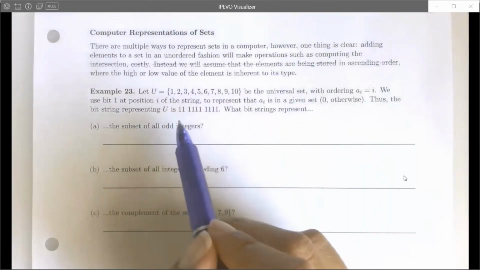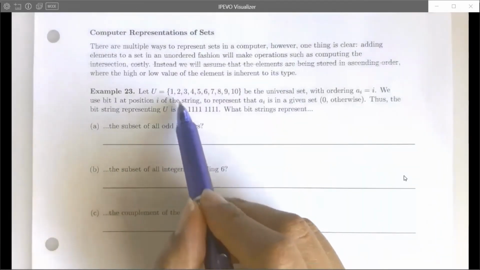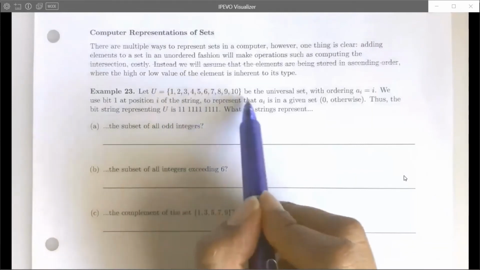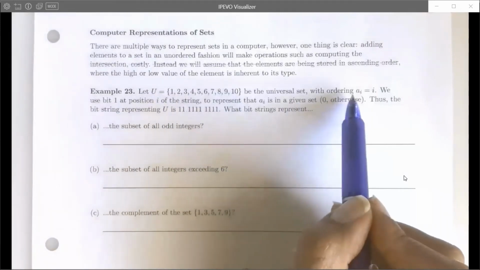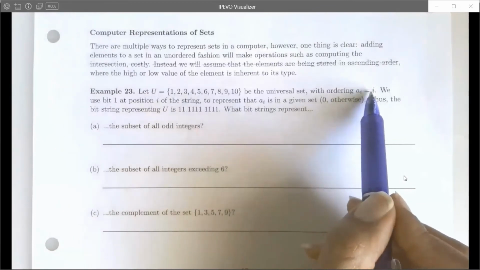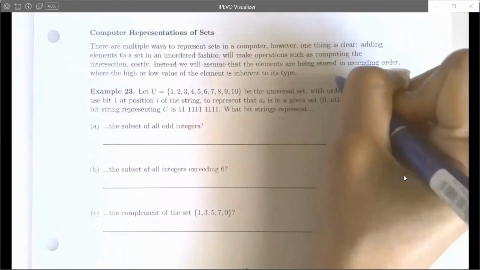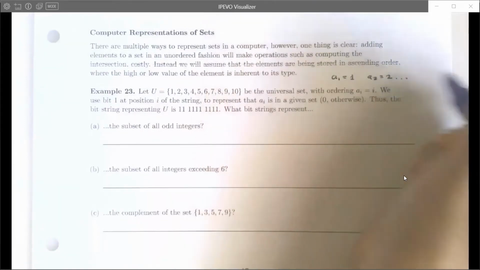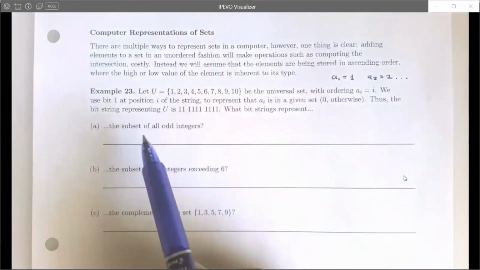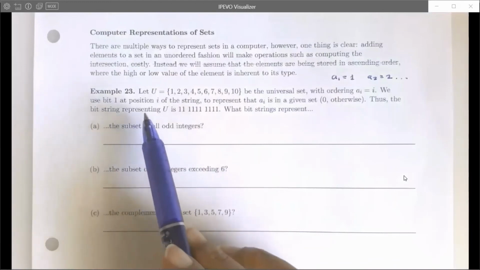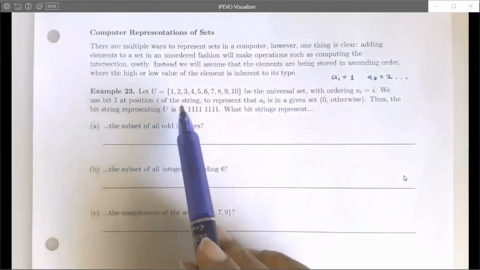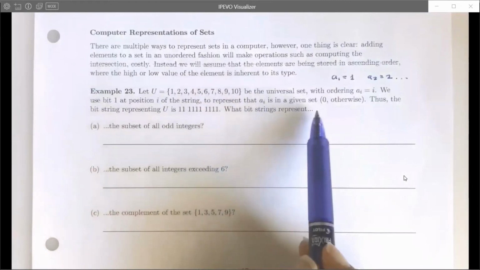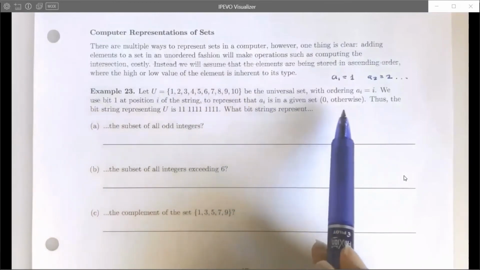So for instance, example 23: let the universal set be the set of integers 1 through 10, and they have an ordering a sub i is i. So like for instance, A1 is 1, A2 is 2, so on and so forth. We're going to be using a bit 1 at position i of a bit string to represent that a_i is in a given set and 0 otherwise.